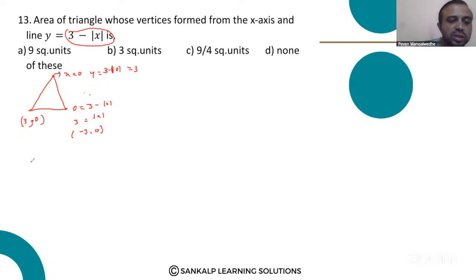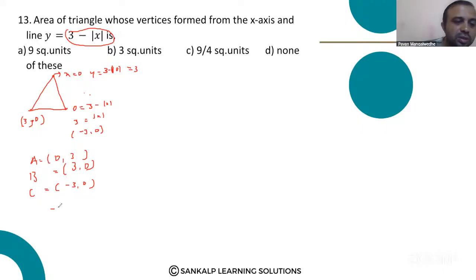So A is equal to 0 comma 3, B is equal to 3 comma 0 and C is equal to minus 3 comma 0. So already we know that the area of a triangle is half base into altitude.